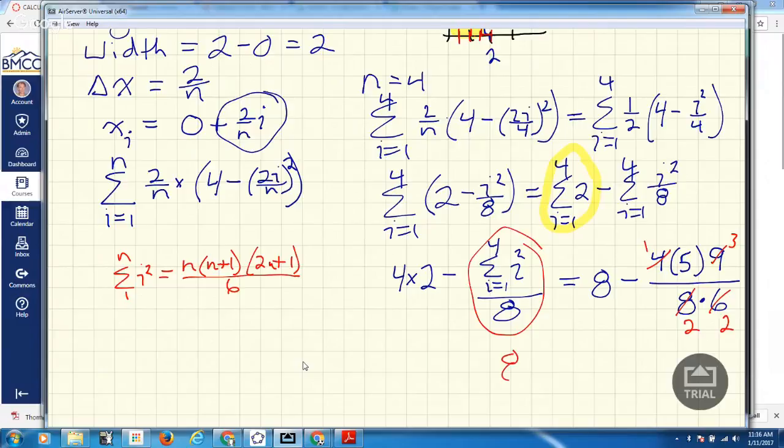Now we have 8 minus, what's left in the top, 15 fourths. 8 would be, what, 32 fourths? So my answer is 32 minus 15 over 4. That's a 5, believe it or not. And what's that give me? 32 minus 15 is what, 17 on a good day?